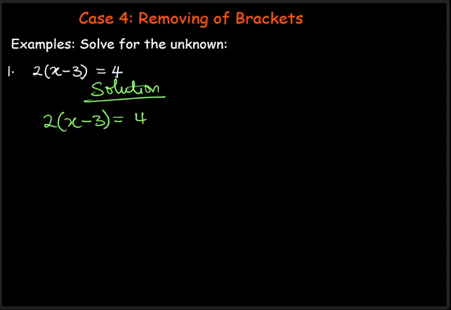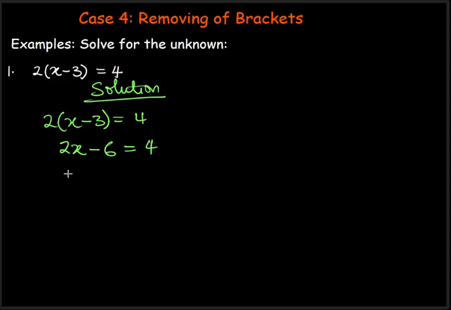What is multiplying this bracket is just 2. So remember, 2 has to multiply everything. This will give us 2 times x, that will be 2x, then minus 2 times 3, is minus 6, equal to 4. So take note, the 2 is not multiplying 4, the 2 is just to multiply what's inside the bracket.